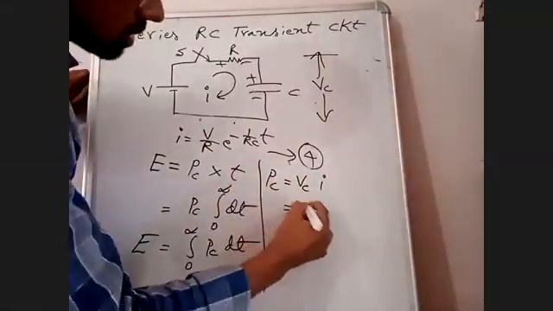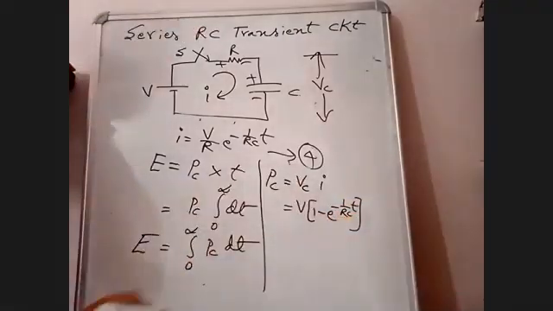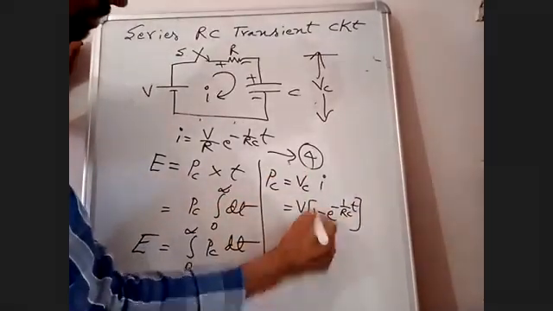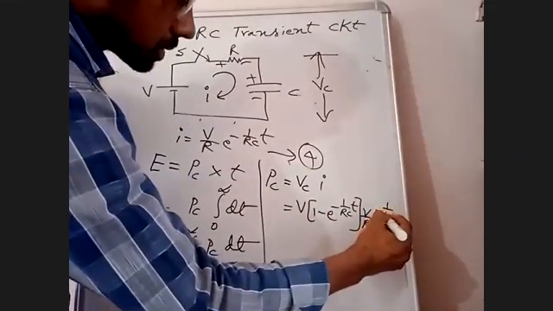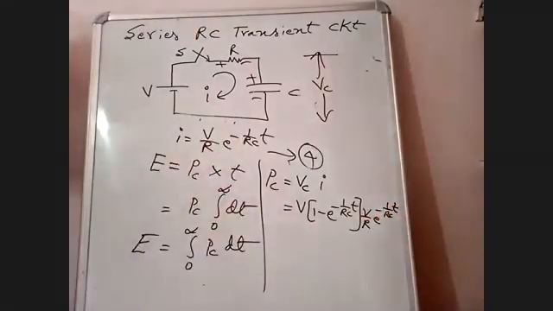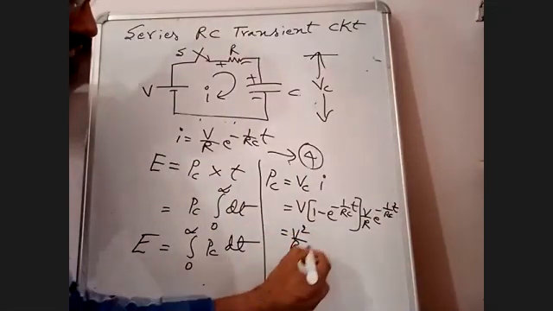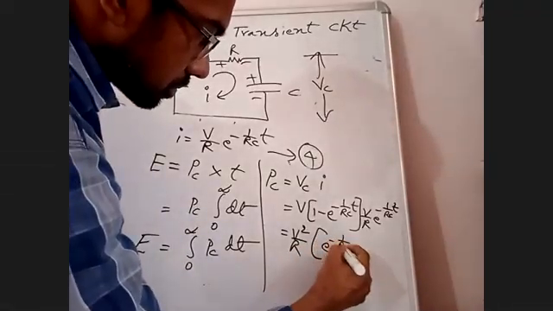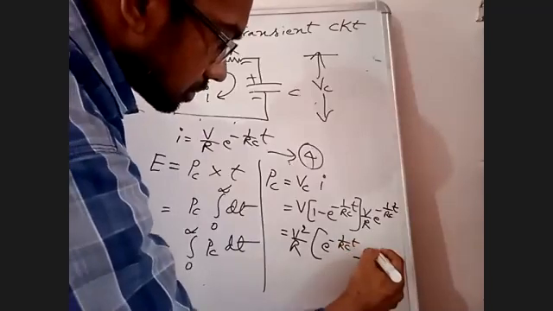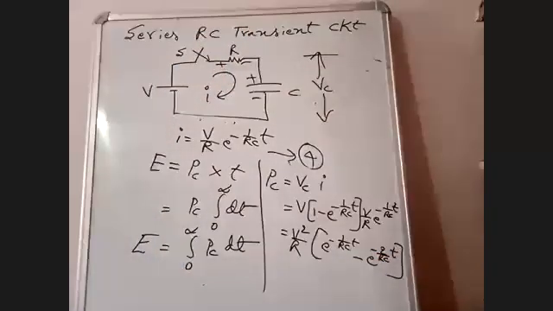Already I have calculated the voltage across the capacitor. What is the voltage across the capacitor? We have derived the formula, equation 6. And what is the current? This is V by R. Current you know. This is voltage, this is current. This is the power in the capacitor.